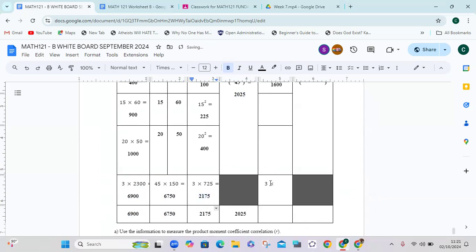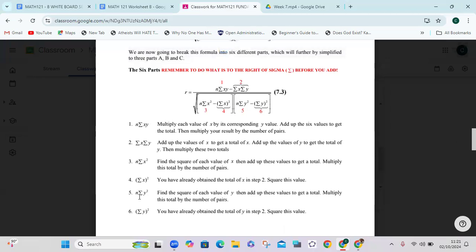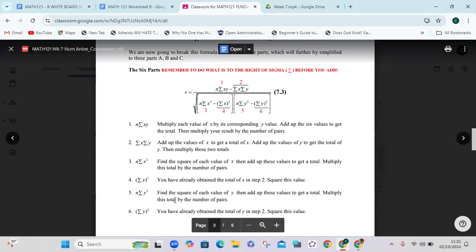So let's go to the fifth number now. It says n times the sum of y squared. There is no bracket, but then we see y squared, so we have to do y squared first. So that's why it says find the square of each value of y, then add up these values to get a total, and then multiply by the number of pairs.